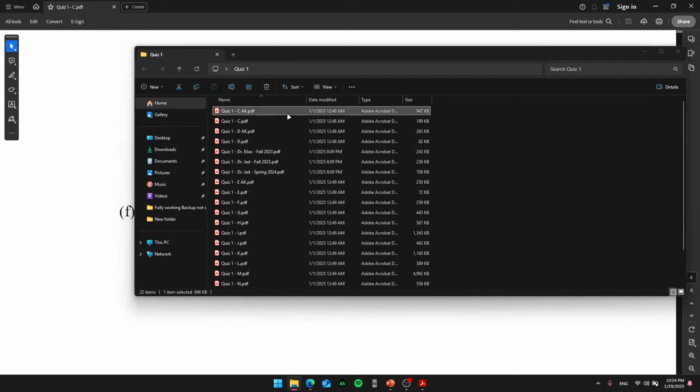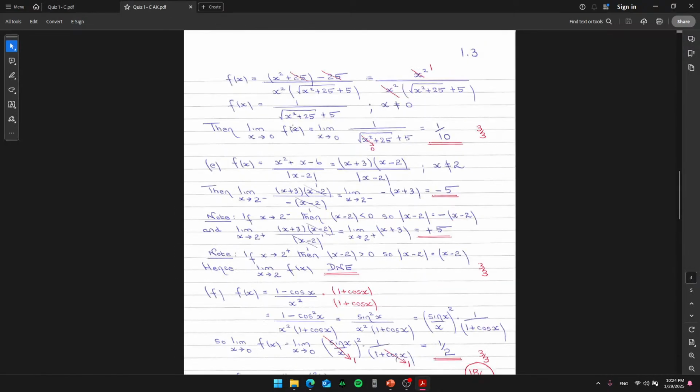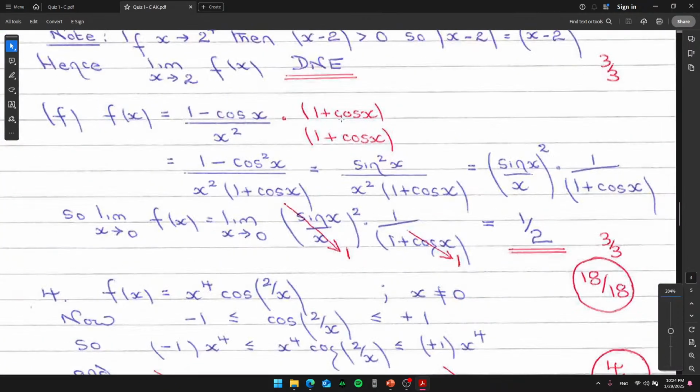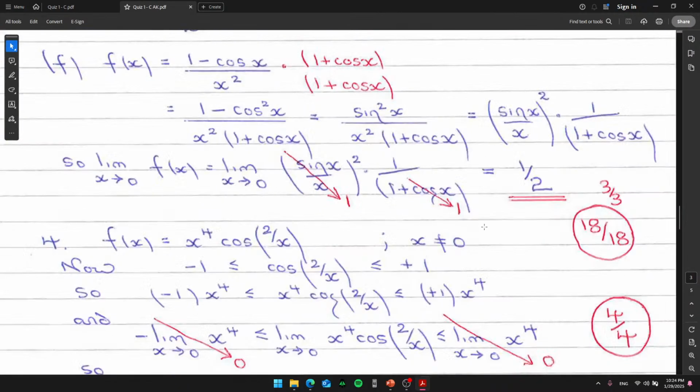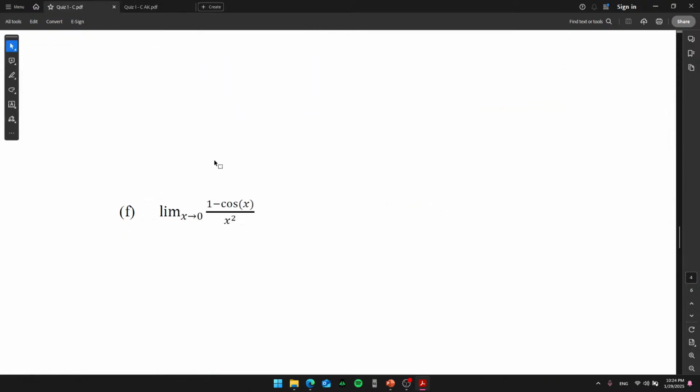Let's check it. Yeah, he multiplied by the conjugate, 1 plus cosine x. He got 1 over 2, yes.